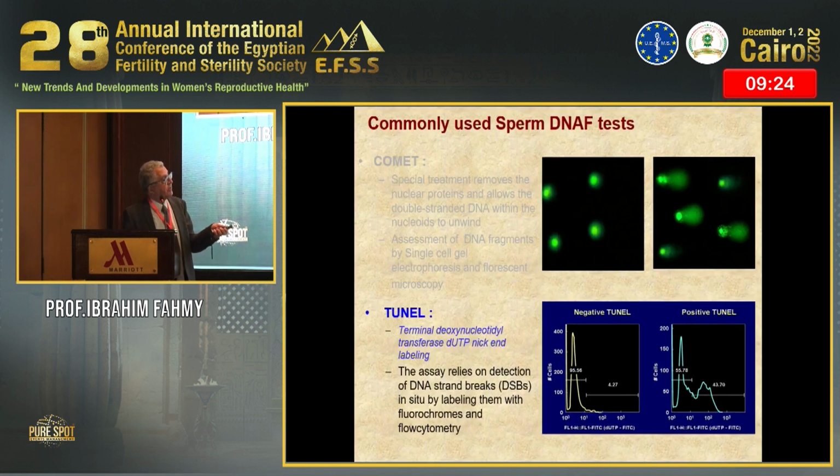This is our normal sperm, and these are sperm with DNA fragmentation. The fragmented DNA will move in the electric field towards one of the electrodes and will give us this characteristic comet, and that's why we call it the COMET test. And the one behind is the TUNEL test.